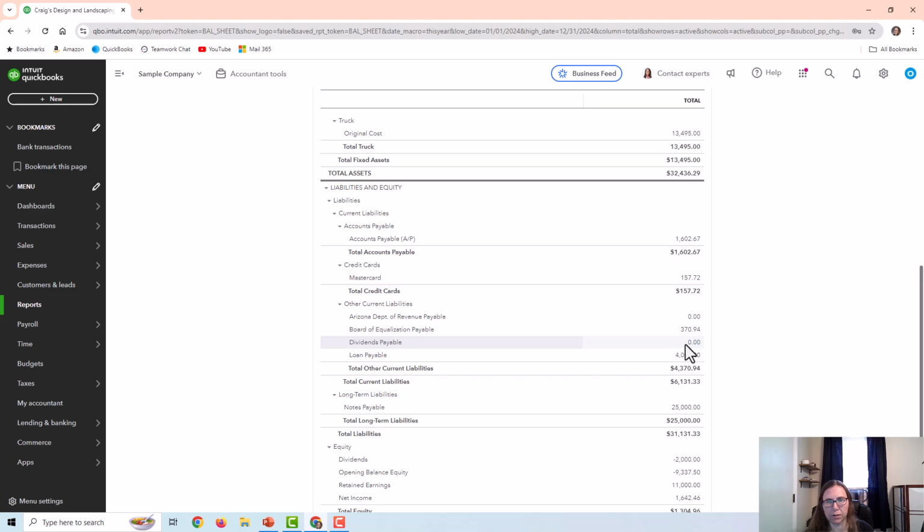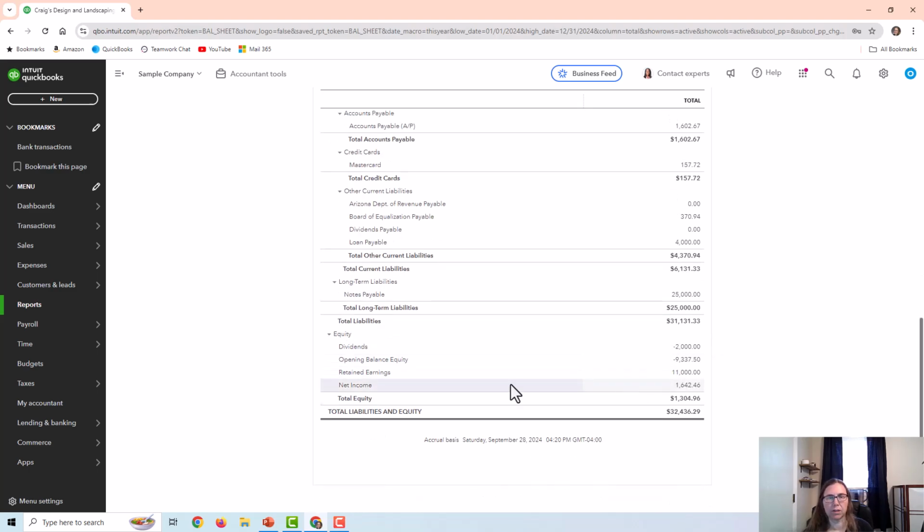And now you can see the dividends payable account was zeroed out, and then the dividends account still shows that negative 2,000 to show that $2,000 in dividends were paid out to shareholders. And then of course, after year end is over, you would close this balance. Like I said earlier, work with your tax preparer to do those closing entries.